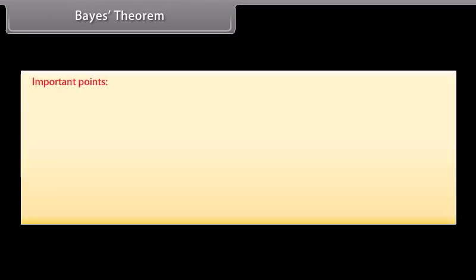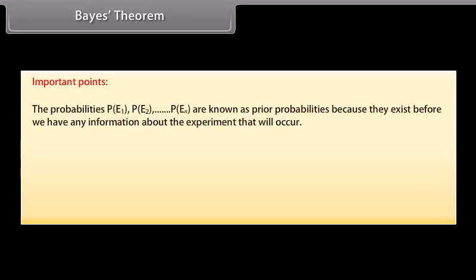Important points. The probabilities of E1, E2 up to EN are known as prior probabilities because they exist before we have any information about the experiment that will occur.